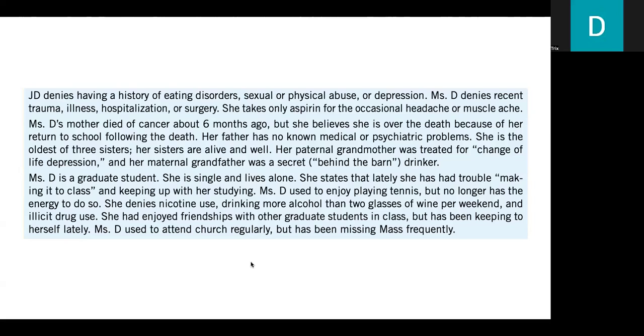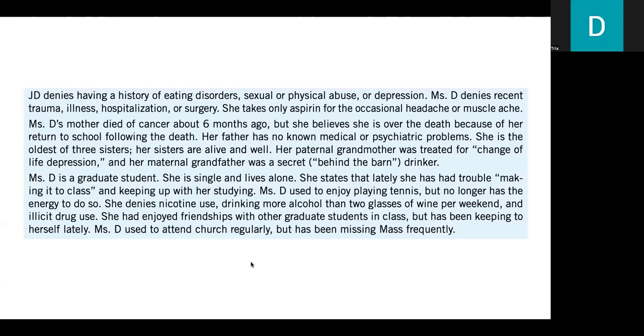Her father has no known medical or psychiatric problems. She is the older of three sisters. Her sisters are alive and well. Her paternal grandmother was treated for change of life depression, and her maternal grandfather was a secret behind the barn drinker. Miss D is a graduate student. She is single and lives alone.